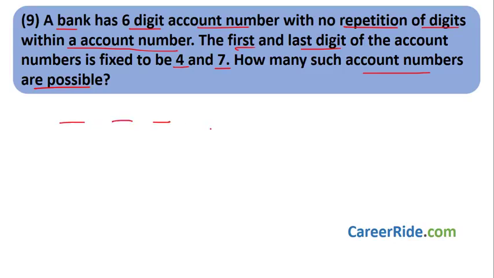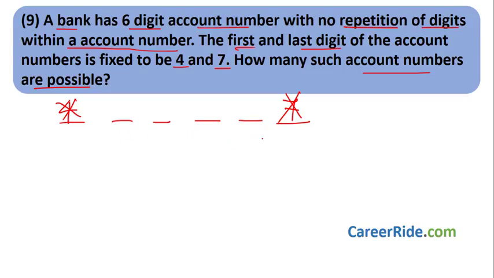Account numbers are 6 digits. Out of that, they have given that the first and last digit of the account number are to be 4 and 7 compulsorily. So these are completely useless for us. Why? Because the first and last digits are fixed, so we have no choice. So just consider only the middle 4 digits.